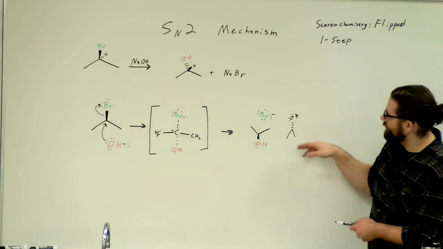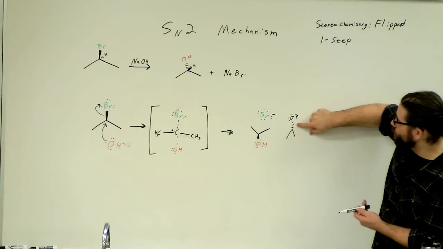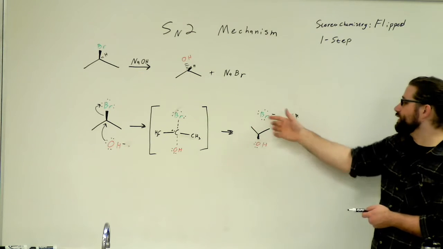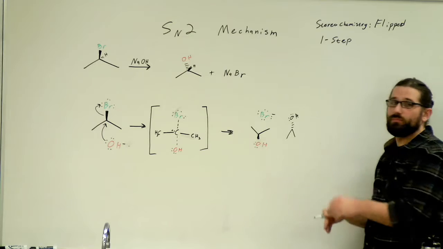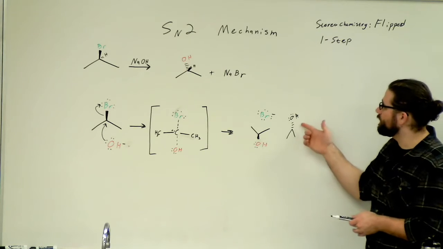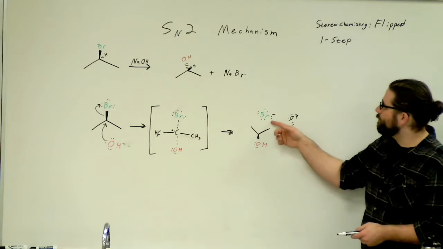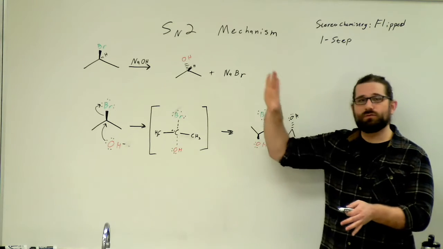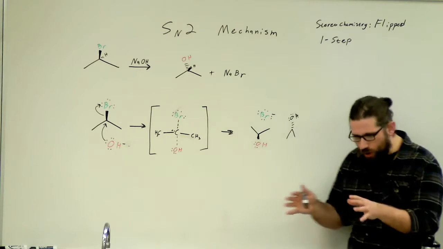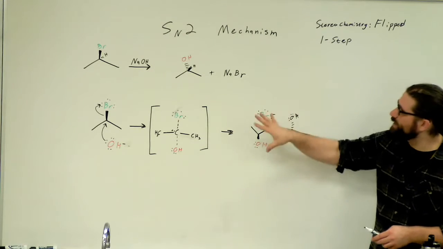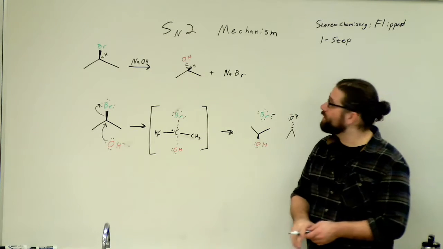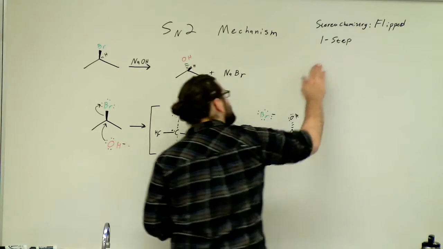You could also draw this. That's very sloppy. You could also draw this with it flipped up this way, where the OH is going to point into the board. That's fine, as long as you show that this stereochemistry is somehow flipped. So then the bromine is by itself floating away. So this is how we draw this. This is how this mechanism actually occurs. So we can see that it is one single step.